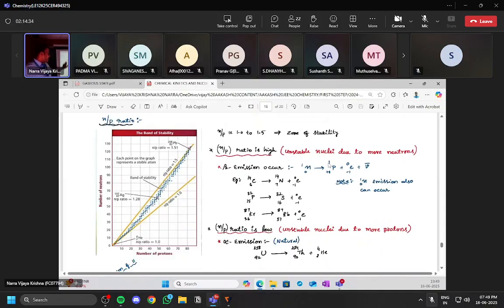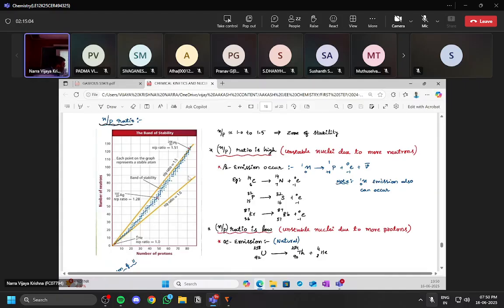Next concept, N by P ratio. If you plot a graph between neutrons and protons, you will get different dots. Those which fall in this region, we call it the zone of stability. If you find any nucleus other than that, they are all unstable. If you find any nucleus positioned here, that means it is unstable due to a larger number of neutrons. They always emit beta particles. So beta emission occurs. Clear or not?